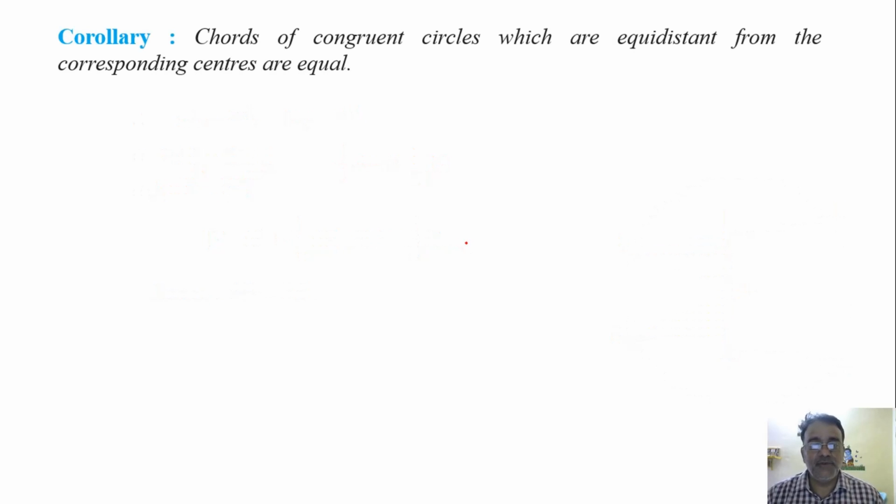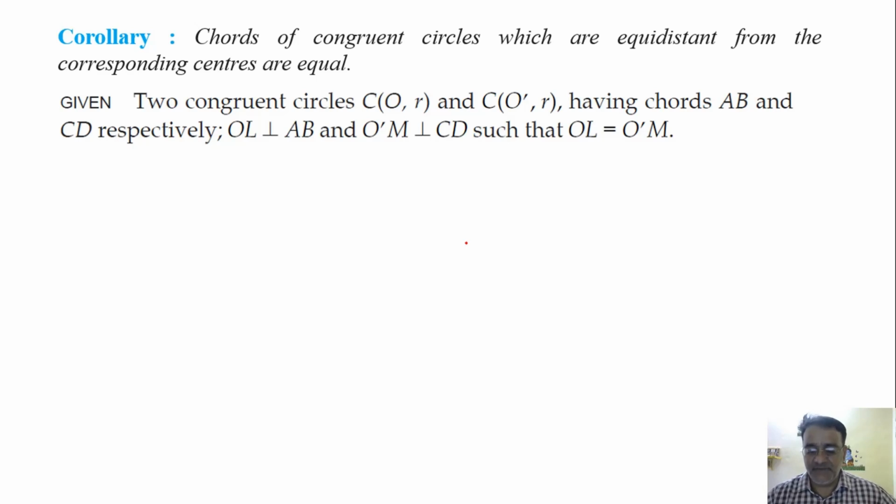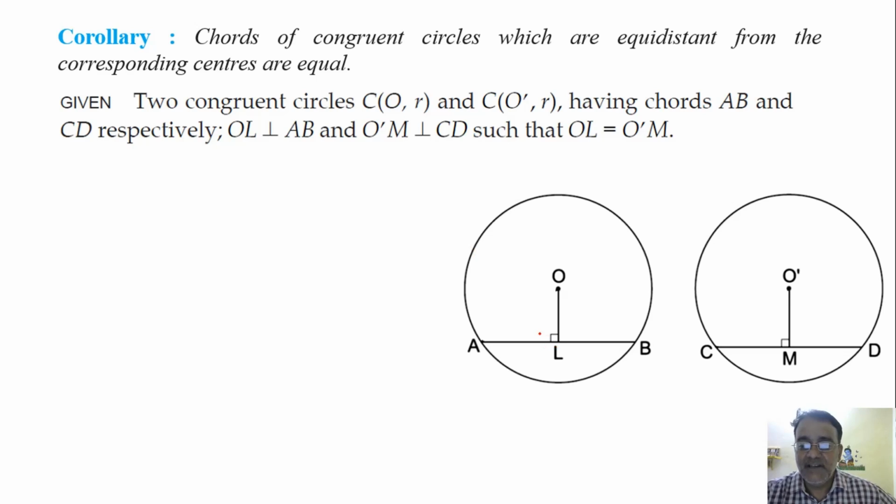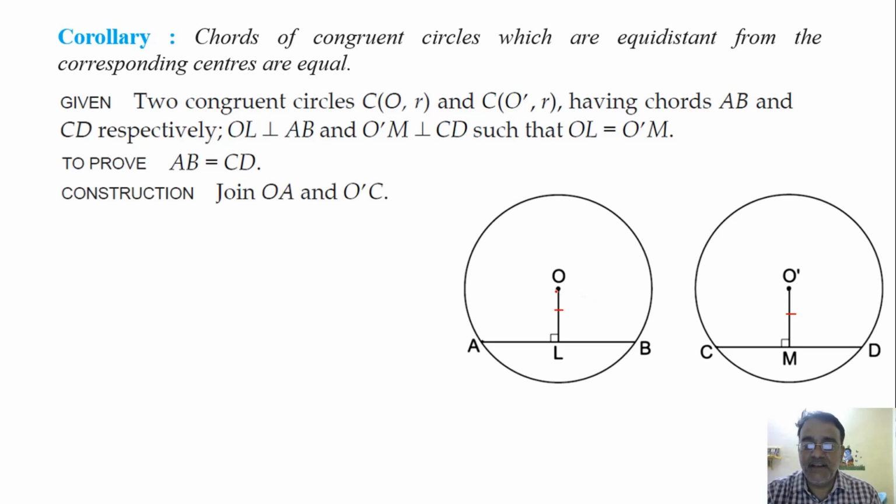Now let us move toward the next one. Chords of congruent circles which are equidistant from the corresponding centers are equal. The same theorem is also applicable for congruent circles. So यहाँ पर OL is equal to O dash M दिया हुआ है, and we have to show that AB is equal to CD, and these two circles are congruent circles, right? So we will join OA here, O dash C.